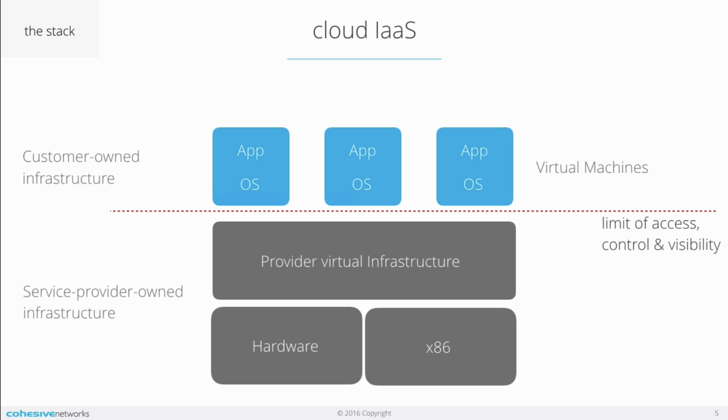Once you rent from cloud infrastructure as a service, you have a limit of access, control, and visibility. So you get hardware and provider virtual infrastructure from your service provider, and then on top of that, you can build your own virtual machines.